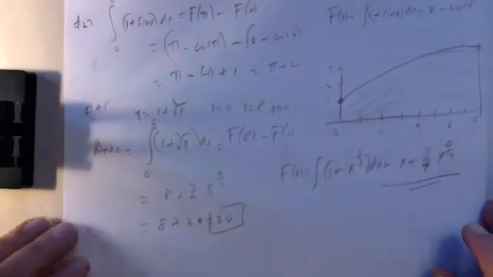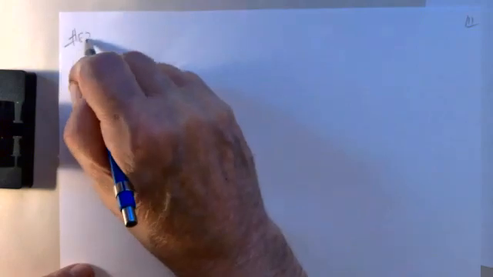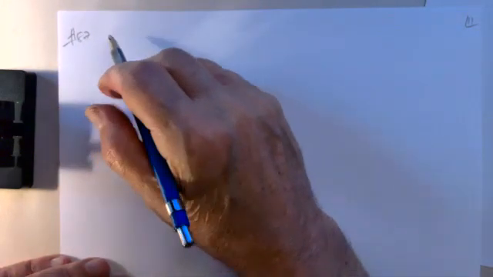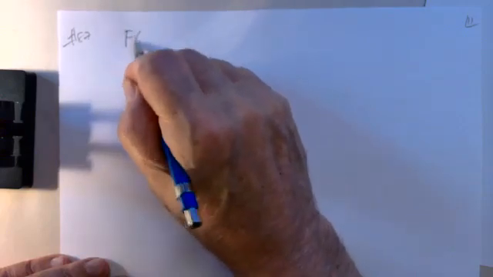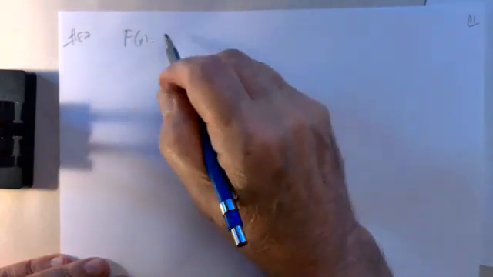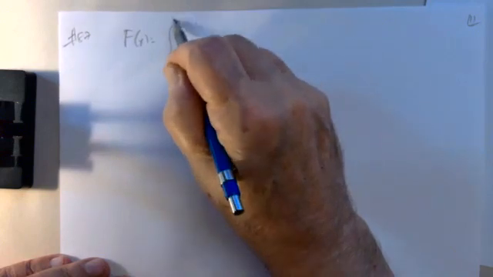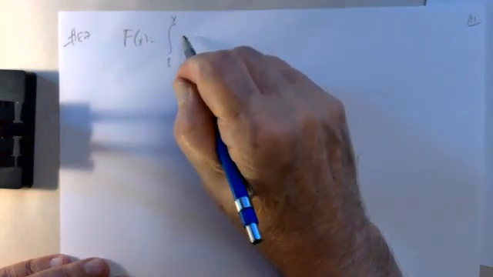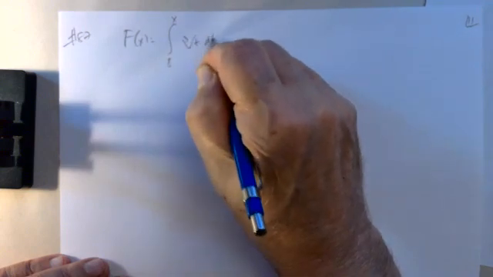Let's look at number 87 in the homework. Capital F of x is the integral from 8 to x of the cube root of t dt.